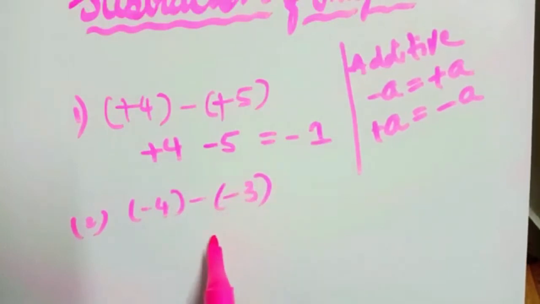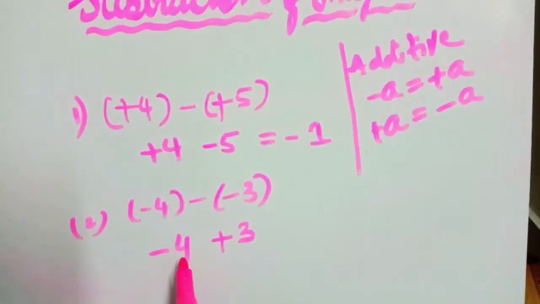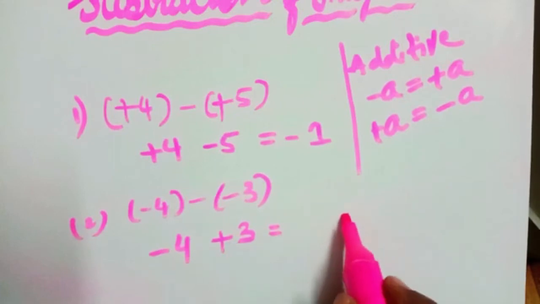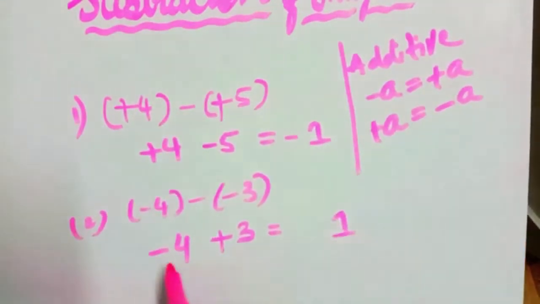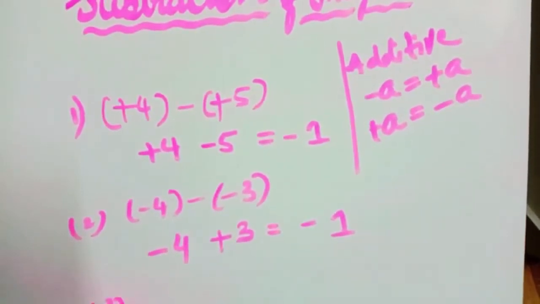So negative 3 will become positive 3, and on the left side we have minus 1. Again here you will get one positive, one negative. If you have one positive and one negative, due to the subtraction, 4 minus 3, you will get 1. Then from these two numbers, 4 is the bigger number, so the sign is negative. So this is the answer. Minus 1 is our answer.